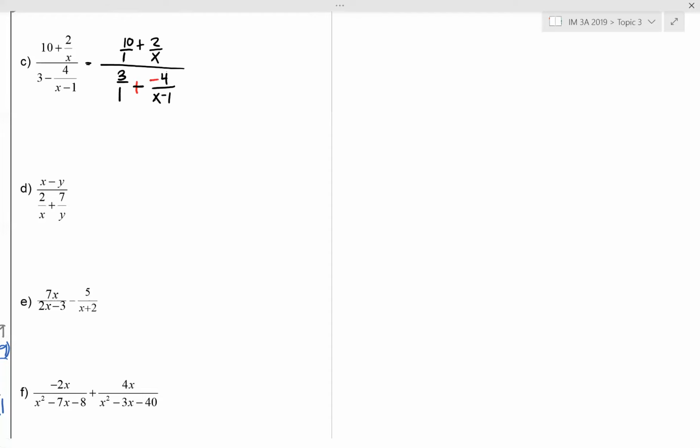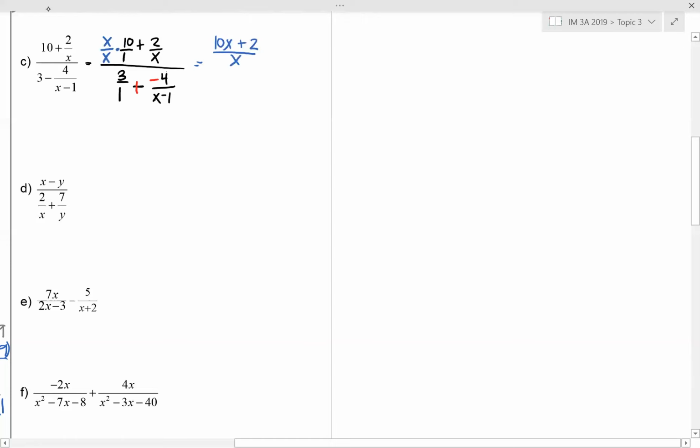So looking at just the numerator, notice that I have one denominator of x, one denominator of 1. So I need to multiply the first fraction by x over x so that they will both have a denominator of x. That's going to make my numerator 10 times x, so 10x plus 2.